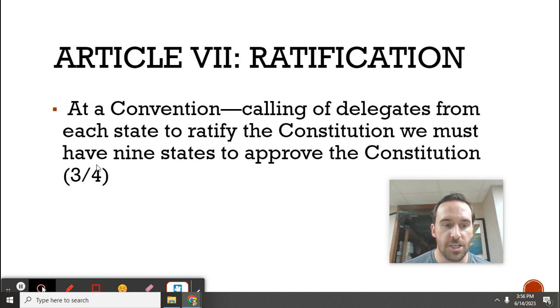We still use that fraction 3/4 when we want to do things every once in a while. It's a hard number to get. To try to get 75% of Americans to agree on something is very tough to do, but the Constitution accomplished that goal, and the states agreed to do it. All right, that's the last of the 7 articles.